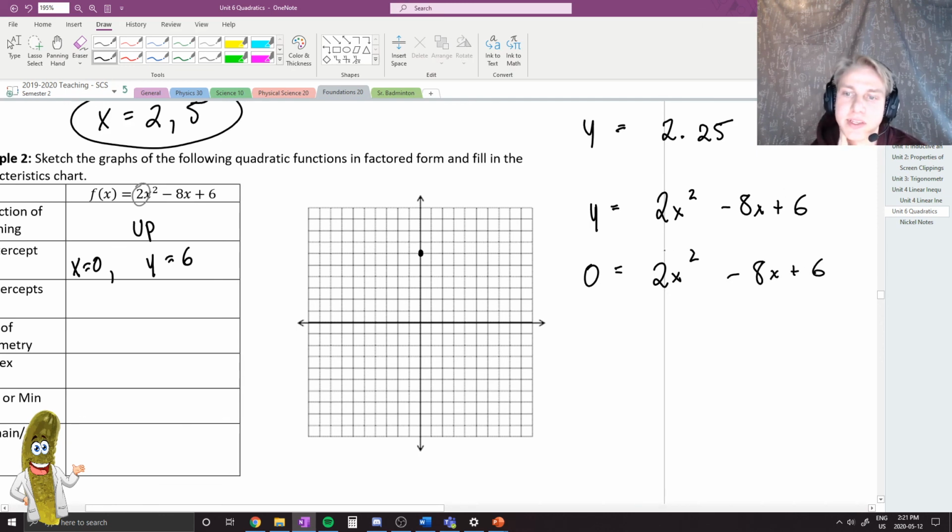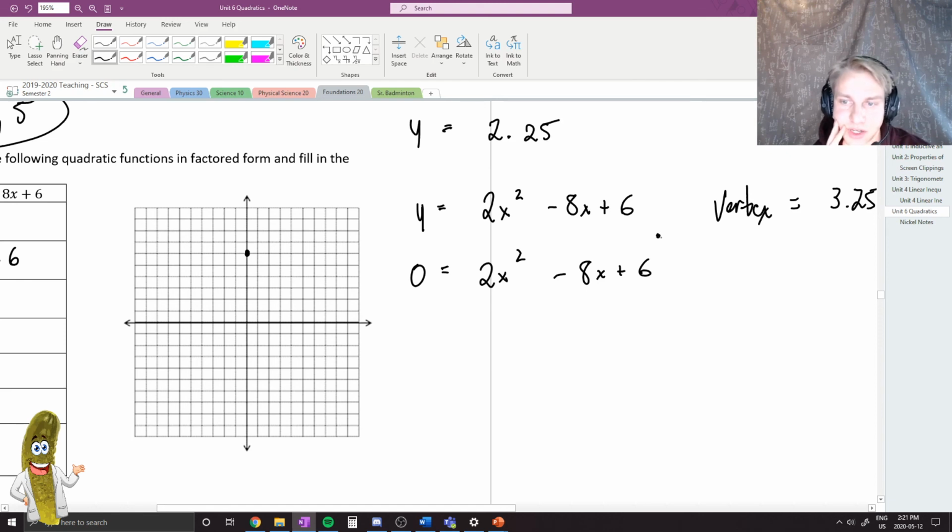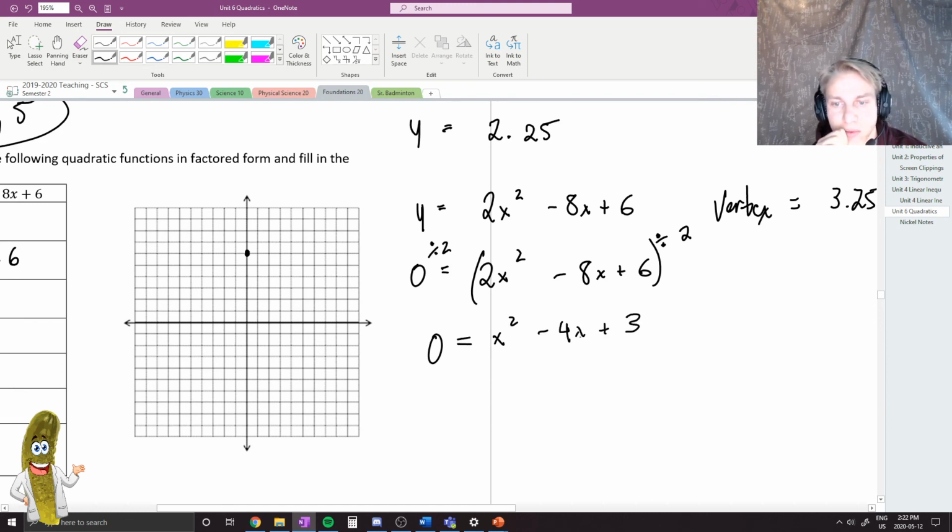And now we have this interesting equation with 2x squared minus 8x plus 6. Again, I don't like numbers in front of my x squared. And so what I'm going to do is divide everything here by 2. I'm going to divide everything on this side by 2, and I'm also going to divide 0 by 2. So I end up with 0 is equal to x squared minus 4x plus 3.